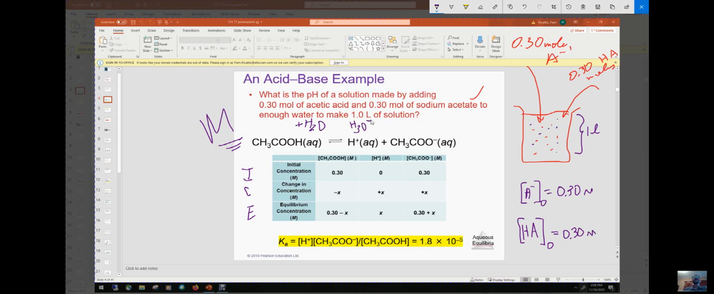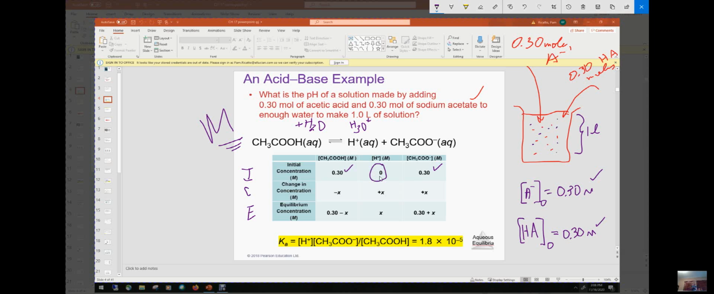Remember, in aqueous solution, these things are tied. So, acetic acid plus water. The acetic acid loses 1 hydrogen to make hydronium and the conjugate base acetate. Well, what's my initial concentration? 0.3 comes from here, and 0.3 comes from here. Why is this 0? Because you didn't add any HCl or any other place, so you have none of this.